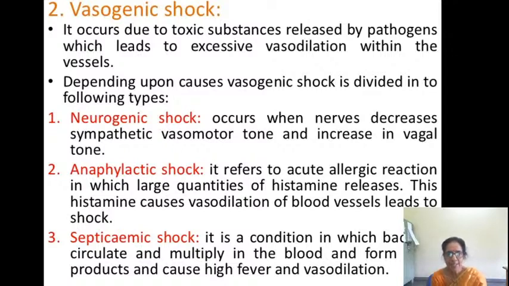Septicemic shock is a condition in which bacteria circulate and multiply in the blood and form toxic products, and this causes high fever and vasodilatation. So in all this, there will be vasodilatation of the blood vessels, so the blood reaching the heart is less. So your stroke volume and cardiac output are less. That is why the tissues will not get perfusion. So this is about your vasogenic shock. Excessive vasodilatation is there because sympathetic tone has decreased.